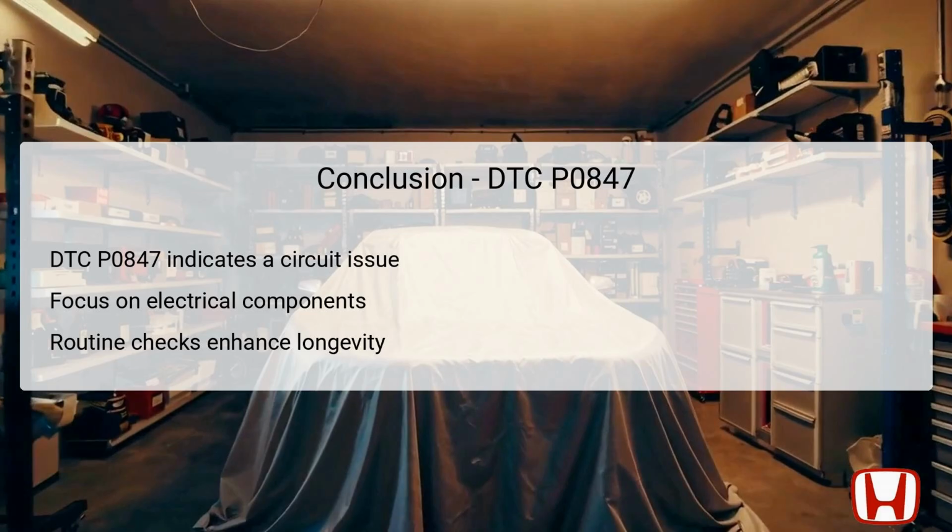Regular inspections and proactive maintenance of the vehicle's transmission and related electrical connections can prevent future incidents of this code. Ultimately, understanding the significance of DTCs such as P0847 equips owners and technicians alike with the knowledge to ensure their Honda Accord operates smoothly and reliably for many years.